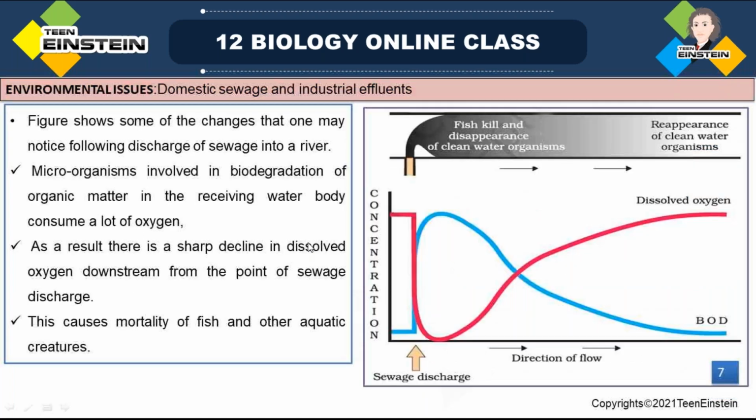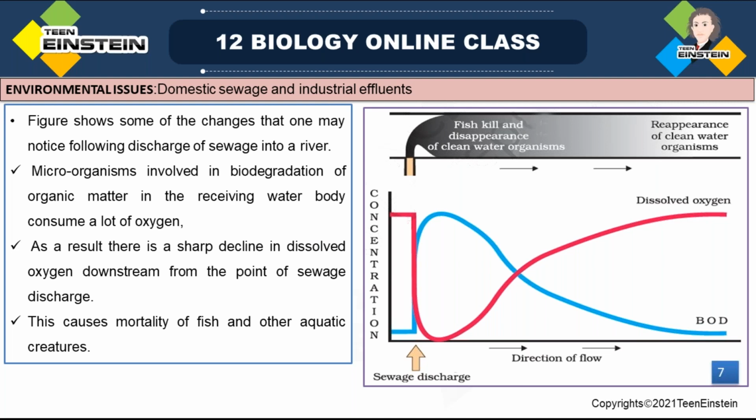Okay. So next, here you can see a diagram or a graph. This graph shows sewage discharge, when that sewage is discharged into a water body. Okay. When that sewage is reaching a river.